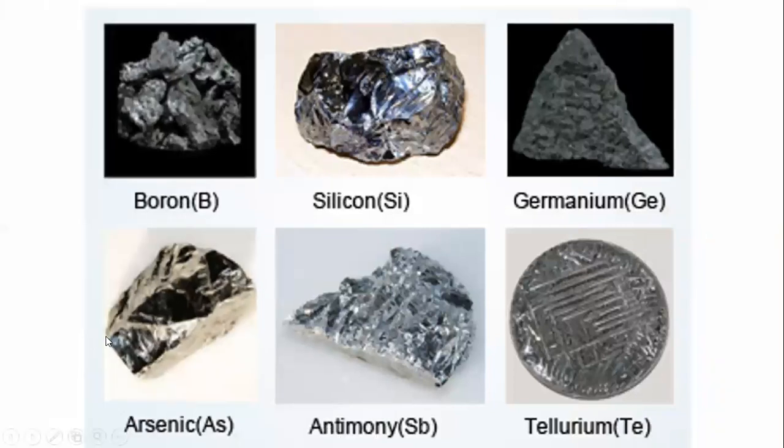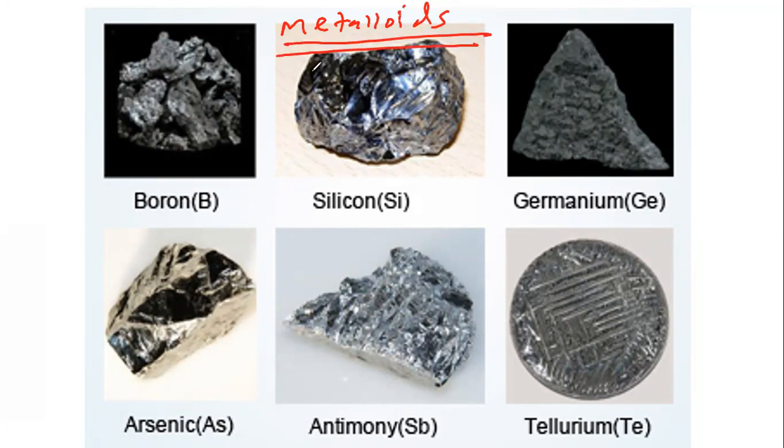Atomic number, no need. So this is the physical appearance of those metalloids, but you have to remember only up to antimony. They will not give this, no need to memorize the appearance. They are very hard. They have a high melting point. They have a high boiling point. They are hard and strong.